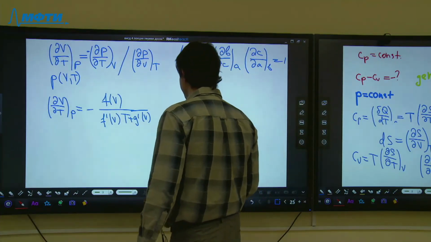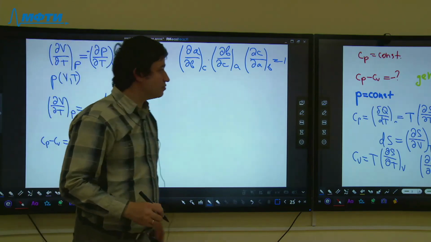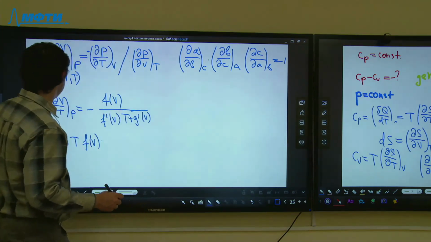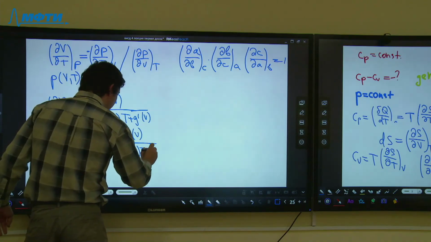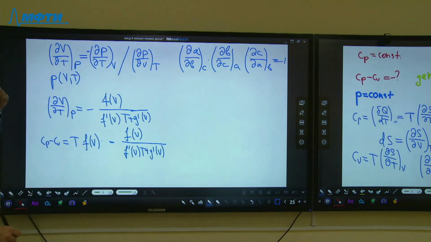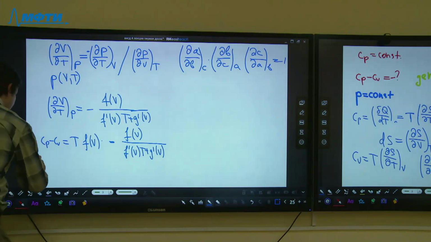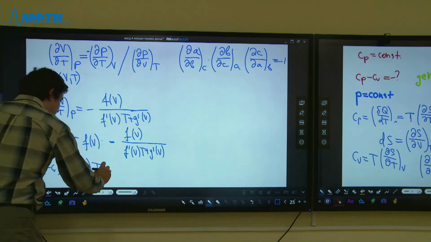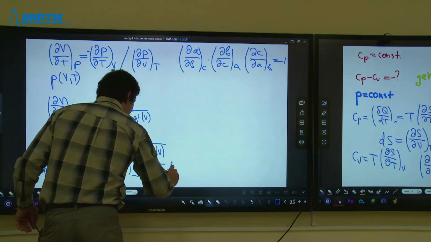Now I insert it into that equation. So I have that Cp minus Cv equals temperature times dP over dT at constant volume. So that is f of V, and multiplied by dV over dT at constant pressure. So this is minus f of V over f prime of V T plus g prime of V. And from this point, we continue our solution. So I multiplied both sides of this equation by this denominator and get that Cp minus Cv times f prime of V T plus g prime of V equals minus T f squared of V.